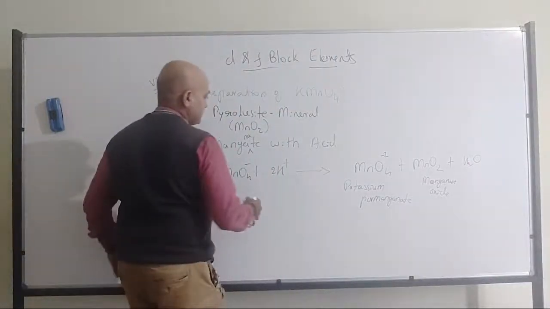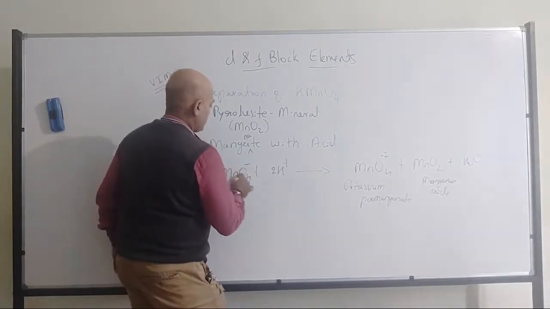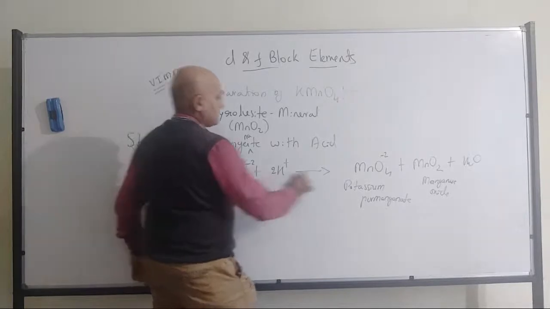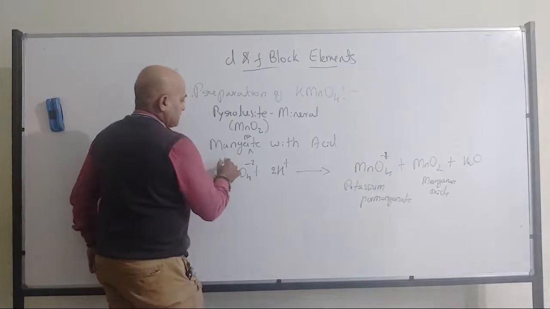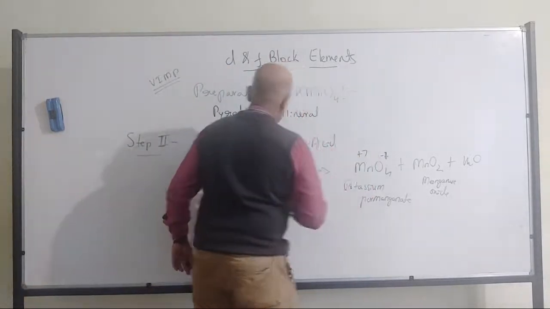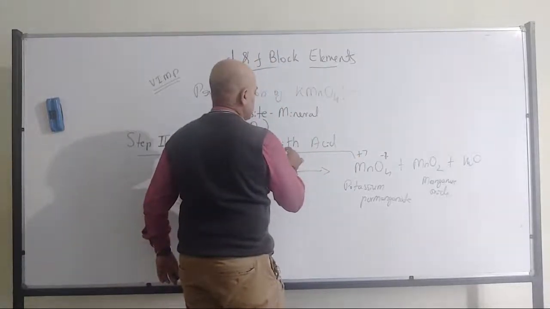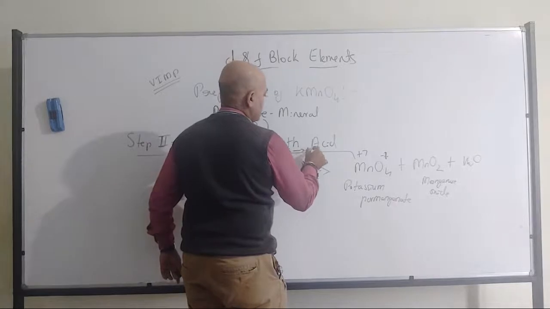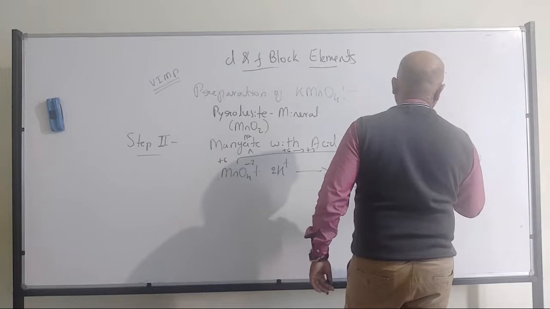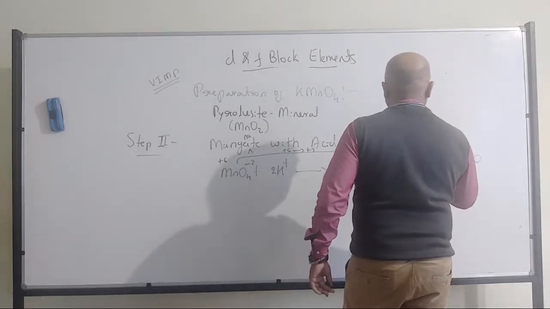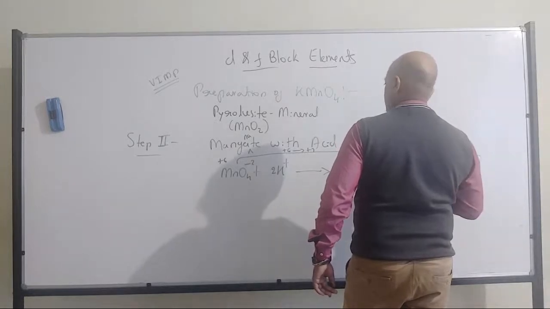In that case, manganese from, okay, MnO4 2 minus here. So here it should become minus 1. So manganese from plus 6 is becoming plus 7. Okay, so that means plus 6 to plus 7. So here, the manganese oxide is also there. Both products are done.